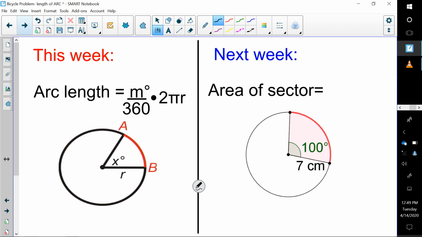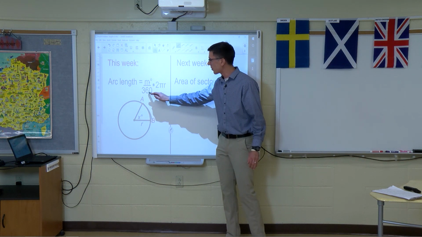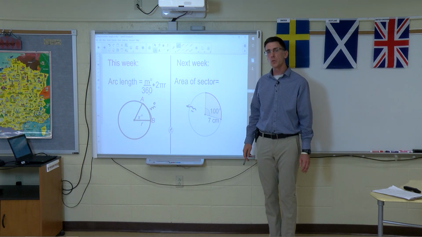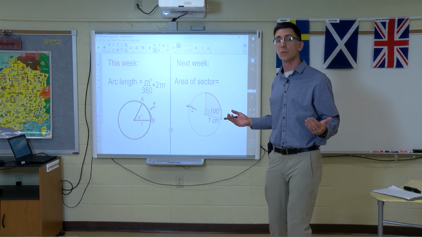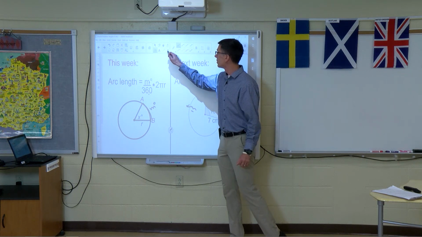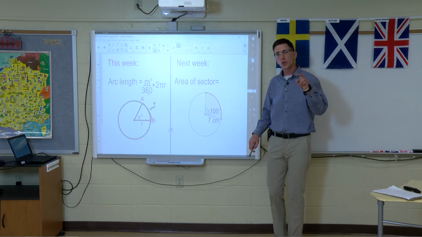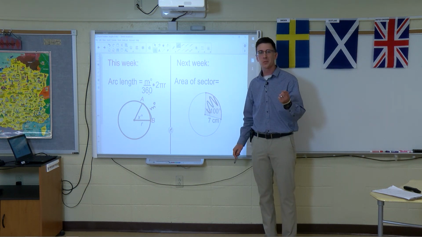I want to just recap a couple things before we close. This week, we dealt with arc length. If we want to find the length of an arc, we take the degree of the arc divided by 360, or the degree of the central angle, and we remember that those are the same, times the circumference formula of 2 pi r. Next week, we're going to transition a little bit, but we're going to see some similarities between this formula and the next. We are going to look at the area of a sector. So not dealing with the circumference anymore, but with the area, which is going to be a portion of the circle. So that is coming next week.